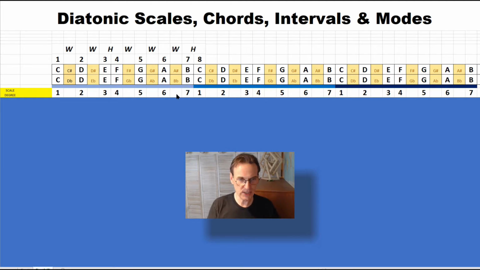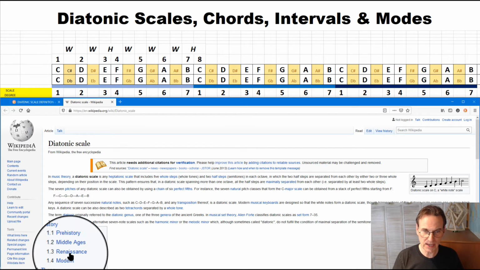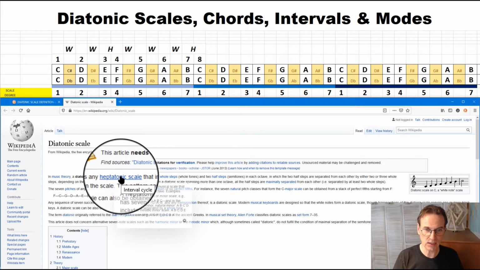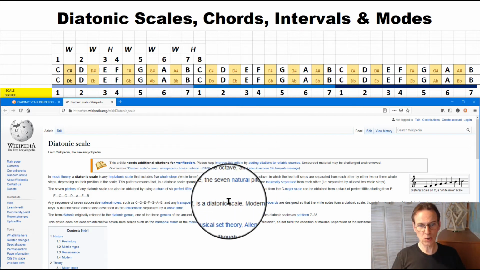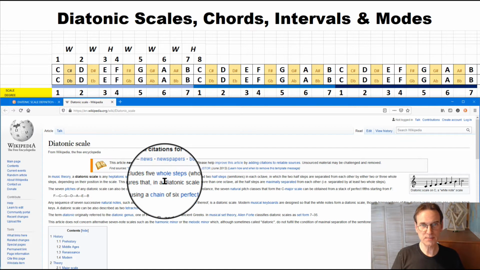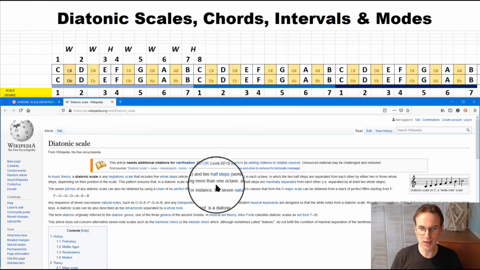So first of all, let's take a look at what the dictionary definition is, or at least let's take a look at Wikipedia. Wikipedia says a diatonic scale in music theory is a heptatonic scale. A heptatonic scale is a musical scale that has 7 pitches per octave. All right? So that scale is made up of 5 whole steps and 2 half steps.